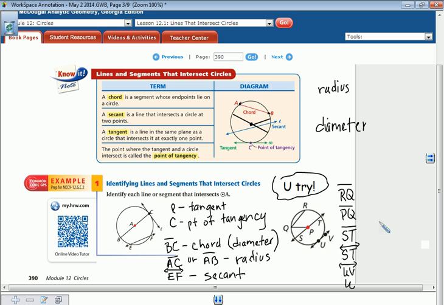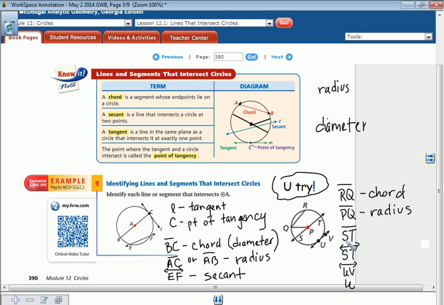Okay, RQ. RQ is connecting 2 points on the circle. It is a chord. PQ. PQ goes from the center of a circle to a point on the circle. That makes it a radius.